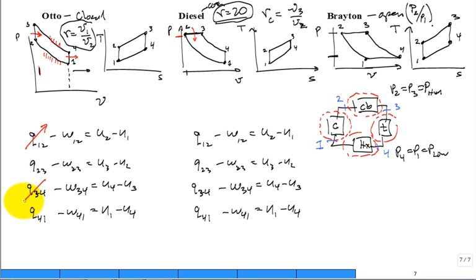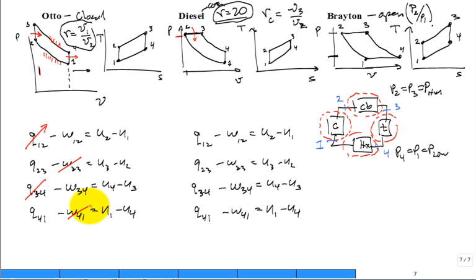All right. Are any W's equal to 0? Is W 1 to 2 equal to 0, 2 to 3, 3 to 4, or 4 to 1 equal to 0 for the Otto? Constant volume. Anything that's constant volume, there's no boundary work, is it? So 2 to 3 is constant volume, and 4 to 1 is constant volume. So it really makes the analysis a lot easier when you observe that.